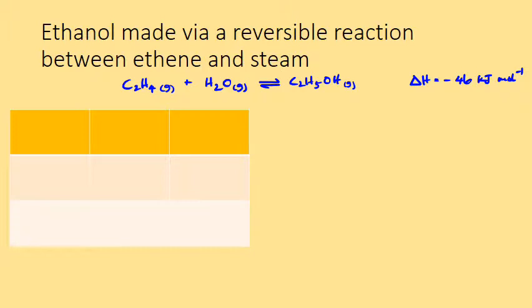So let's deal with temperature first, shall we? And for illustrative purposes, let's just assume that we can either have a low temperature or a high temperature. And what we're going to do is consider the effect of low and high temperatures on a couple of factors like the equilibrium position, and the reaction rate.